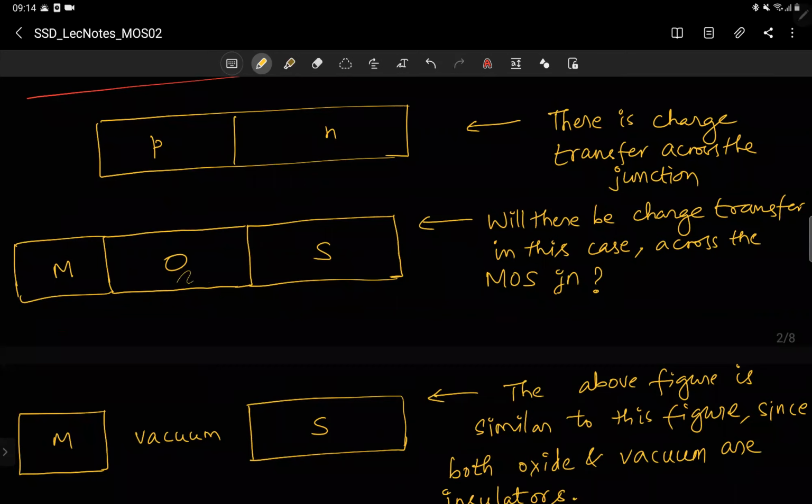Displacement current. Okay, displacement current. So why displacement? It is similar to that of a capacitor. Yeah, similar to that of a capacitor. So the displacement current and all you can say when I apply bias.